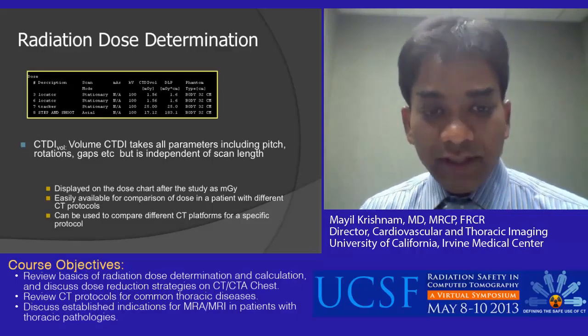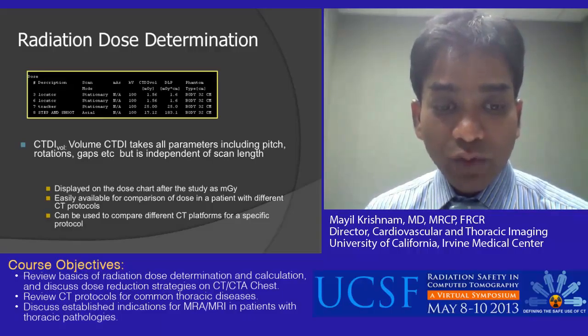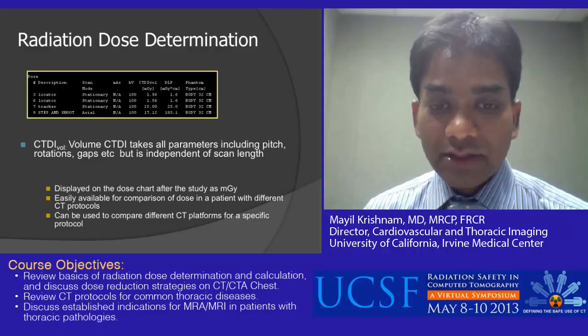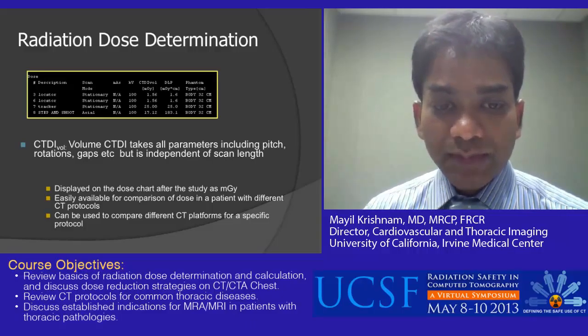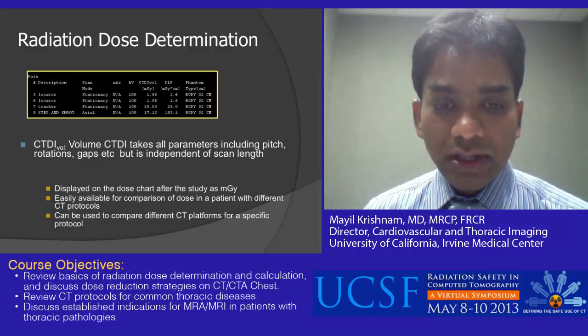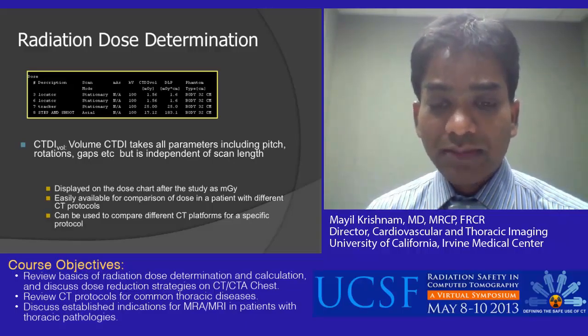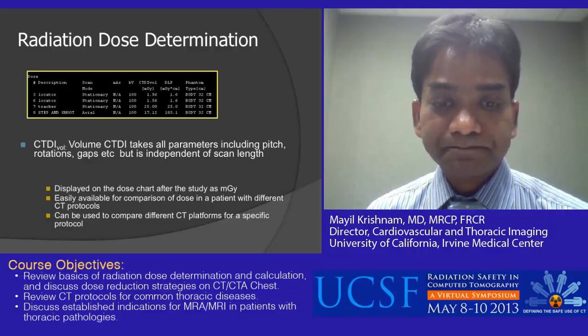I want to briefly touch on radiation dose determination, especially CTDIvol, DLP, and effective dose, specific to chest. There's a dose page displayed here on a patient who underwent step and shoot cardiac CT. CTDIvol and DLP are the best descriptors we have right now. However, these are based on phantom measurements.